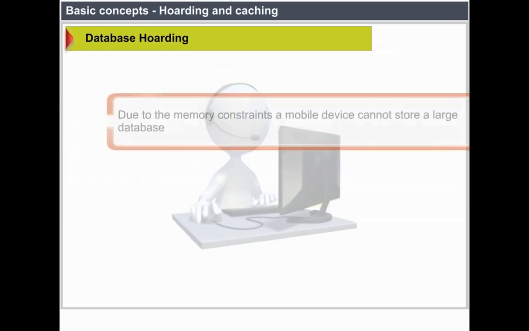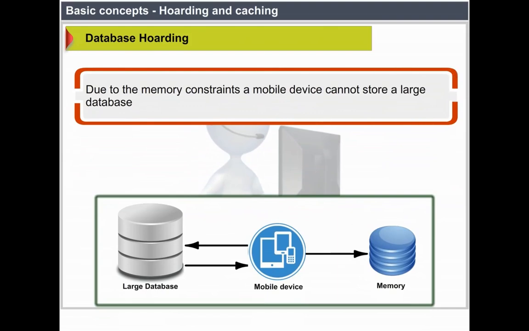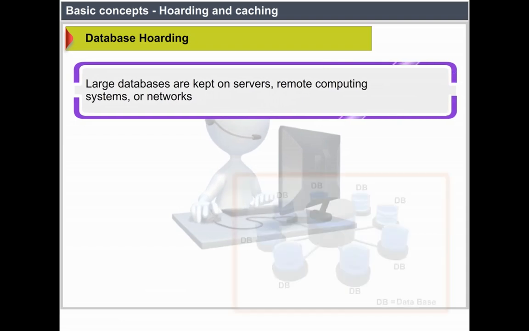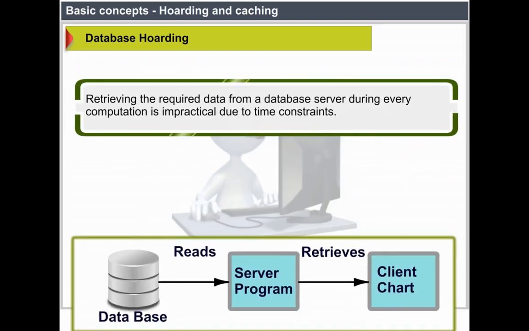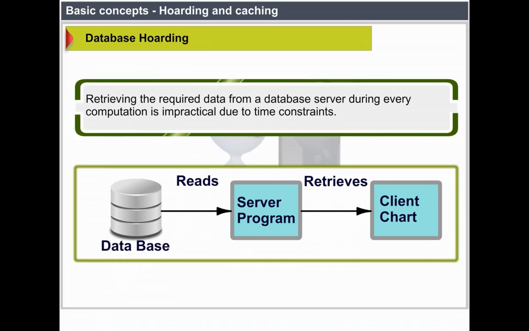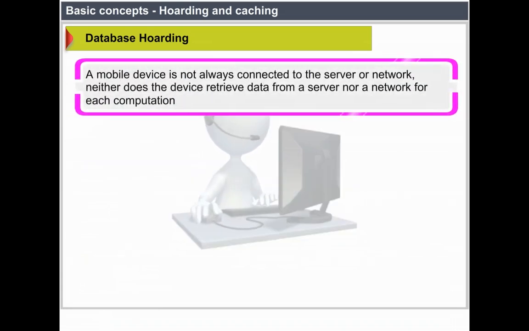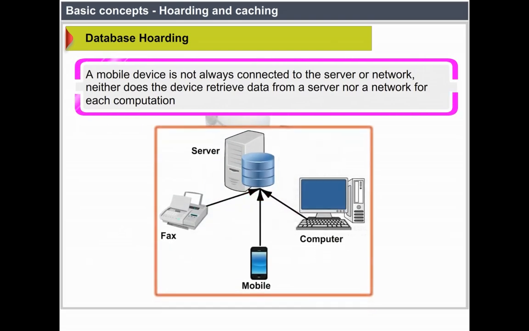Database hoarding. A mobile device cannot store a large database due to memory constraints. Large databases are kept on servers, remote computing systems, or networks. Retrieving the required data from a database server during every computation is impractical due to time constraints. A mobile device is not always connected to the server or network, neither does the device retrieve data from a server or a network for each computation.